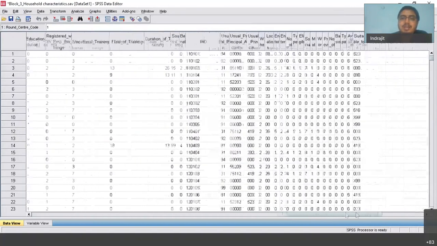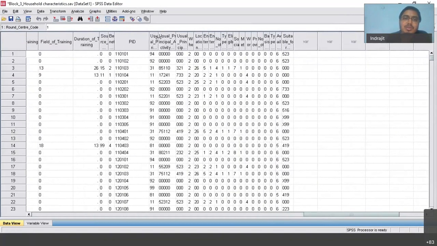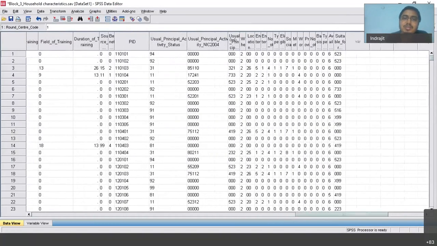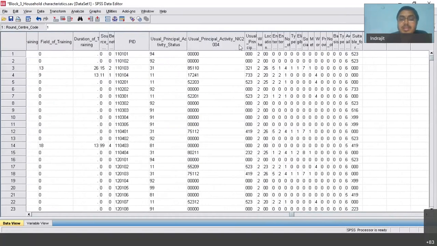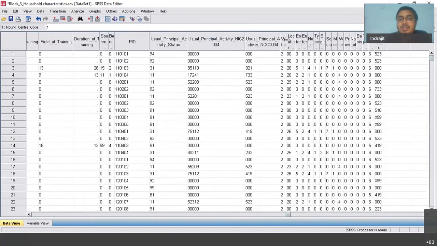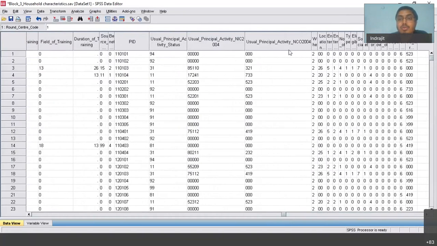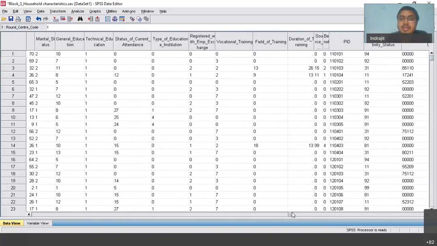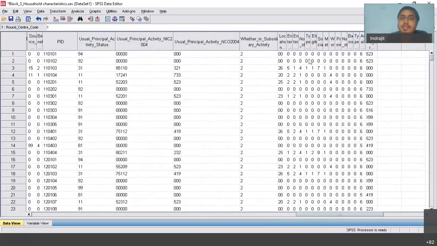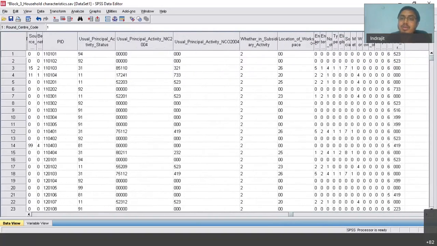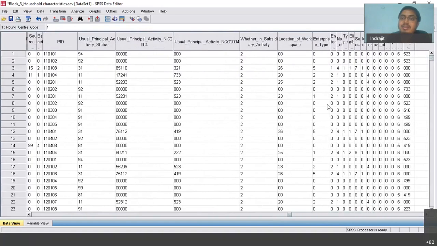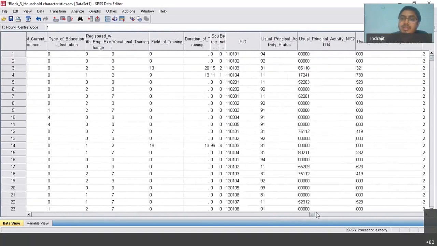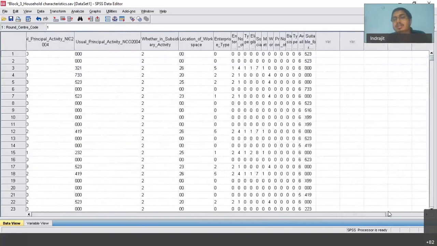See, after merging, after PID, what appears? Usual principal status, usual principal activity based on NIC 2004, then the usual principal activity NCO code, that is the occupation code, and the industry code, and then whether they are in any subsidiary activities or not, and then the location of the enterprise, the workplace where they are working, all the features of the enterprise. So some kind of work profile I got here itself.